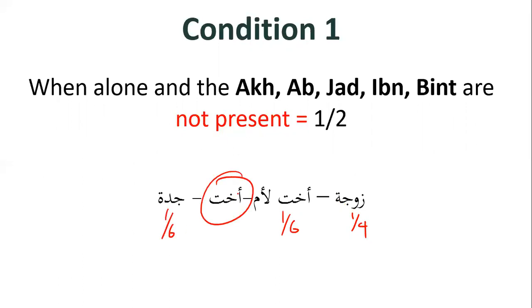So over here, what does the ukht receive? Let's check for all the relatives we need to check for. We need to check for the akh. Is the akh anywhere here? No. Abjad ibn anywhere to be found? No. Bint anywhere to be found? No. And therefore, we will assign 1/2 to the ukht.